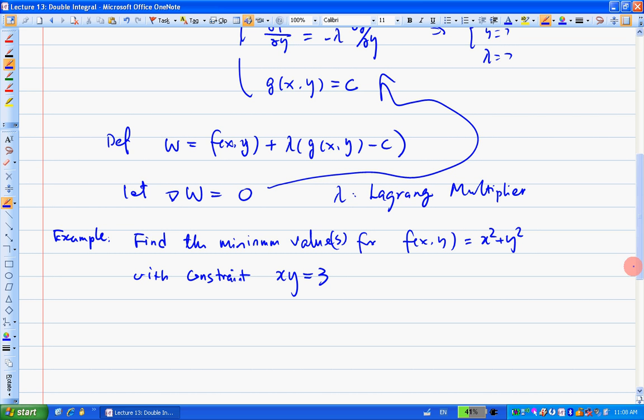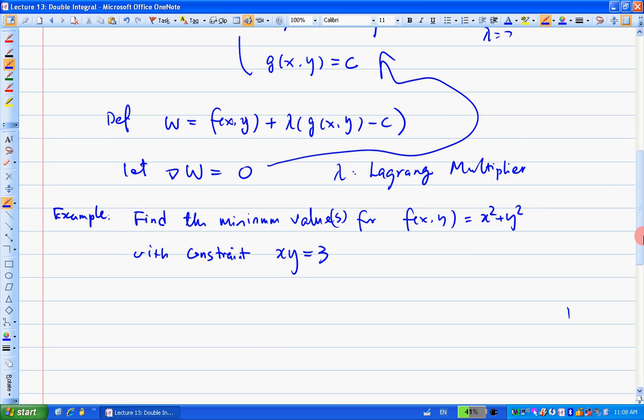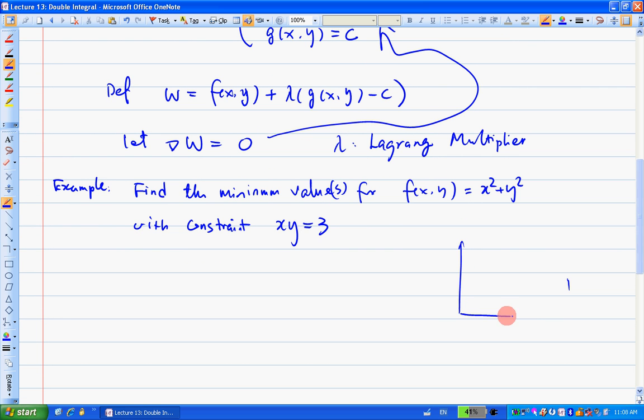Maybe I'll draw it to illustrate. If I draw it out, first we can draw x squared plus y squared, and that's a paraboloid.